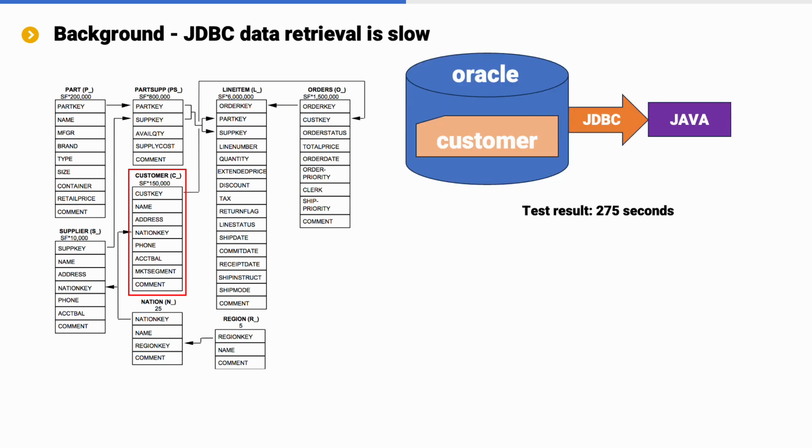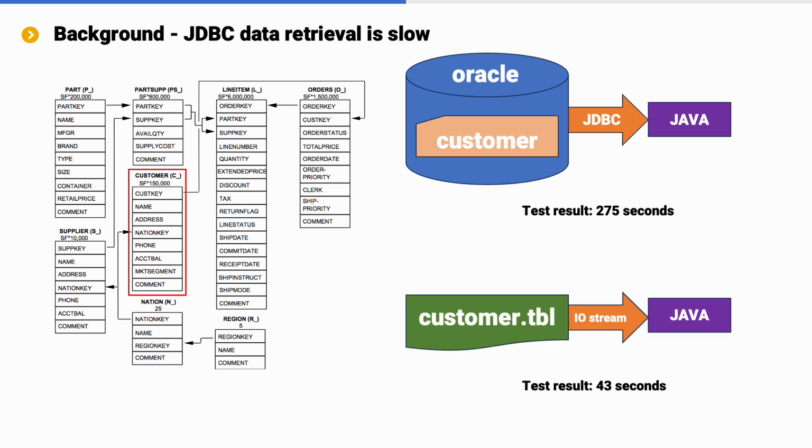Retrieving the customer table through the JDBC interface provided by Oracle takes 275 seconds. Reading the local file, customer.tbl, through Java's I/O stream takes 43 seconds. This means that reading text is many times faster than reading Oracle. We know that text parsing can be quite complicated. However, reading data from text files is still generally much faster than retrieving it from databases.